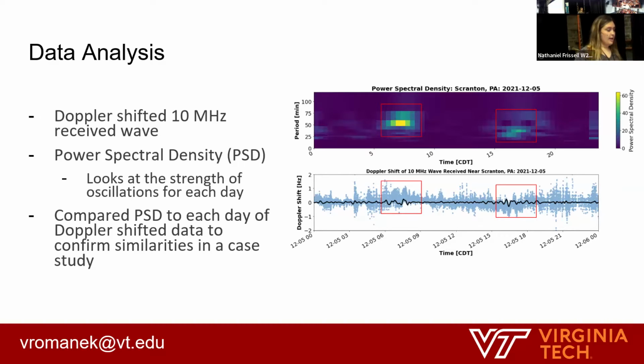Basically, in the red boxes on the bottom, you'll see some oscillations. Those oscillations are characteristic of MSTIDs because they have periods between 15 and 60 minutes. And on the top, you'll see some bright yellow spots. The bright yellow spots just mean that there were stronger oscillations detected in the data.